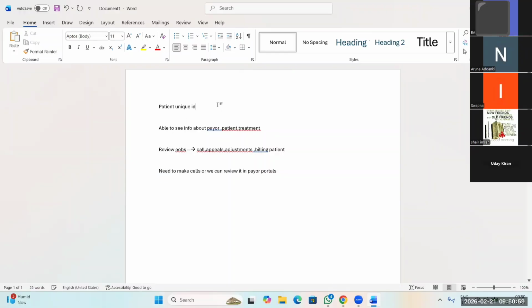Here I am telling the AR caller workflow. As an AR caller, after logging in to the particular software, whether you take it as Epic or Advanced MD, or any software, there we need to enter the patient's unique ID.